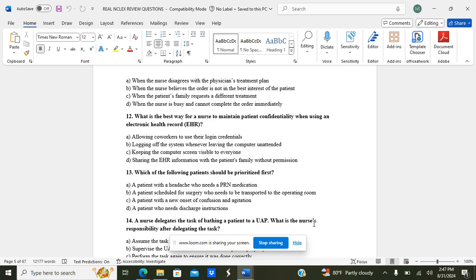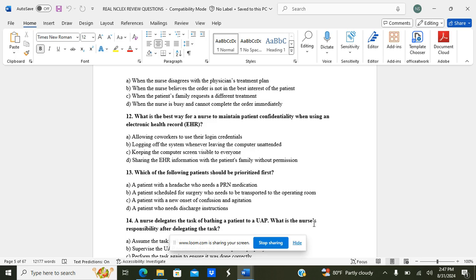D, sharing the EHR information with the patient's family. No, you cannot share the information with the patient's family without permission. Therefore, B is the answer. B is logging off the system whenever leaving the computer unattended. You have to log off from your computer when you finish seeing the information of the patient. The keyword for this question is logging off. Close your computer or log off.